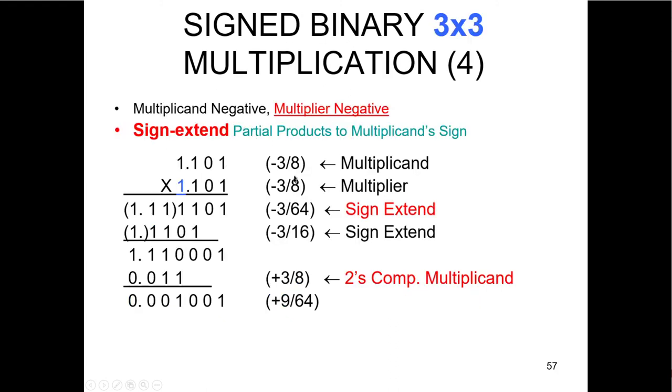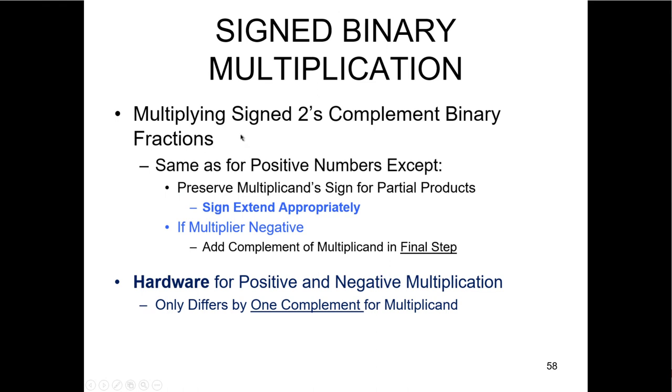Multiplicand negative, multiplier negative, and you still sign extend partial products to the multiplicand sign. All right. So multiplying signed 2's complement binary fractions, you do the same as for positive numbers, except preserve the multiplicand sign for partial products, sign extended appropriately. If the multiplier is negative, add the complement of the multiplicand in the final step. All right. So that's what you have to do.